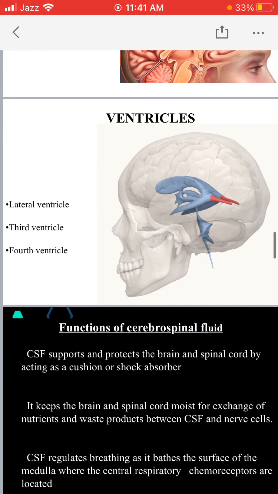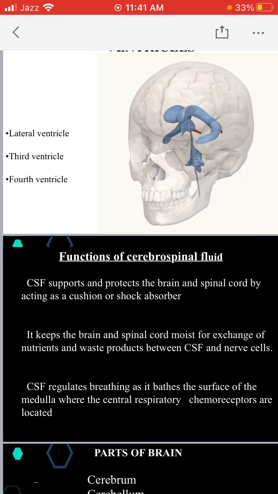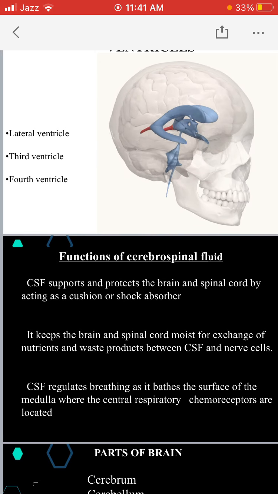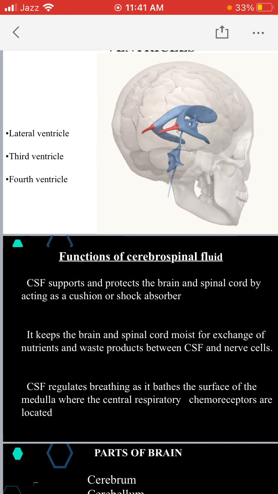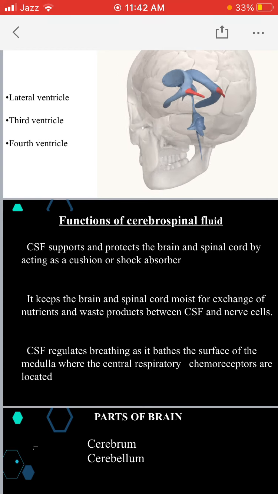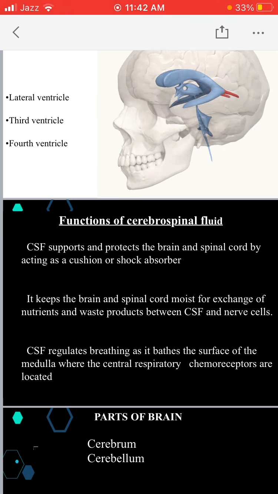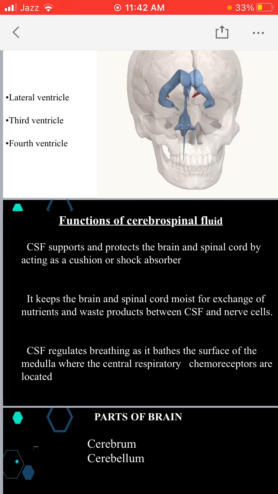Now the functions of cerebrospinal fluid. The major function of CSF is to protect the brain and spinal cord because it acts as a cushion and shock absorber. It also keeps the brain and spinal cord moist for the exchange of nutrients and waste products. And where does this exchange take place? Between the neurons and the CSF.